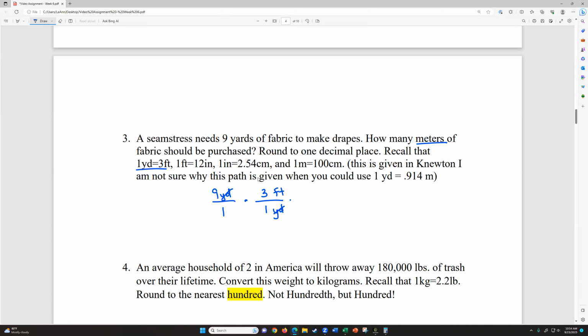Then I'm trying to get to meters. So I'm going to use feet to inches next, because that's another one they gave me. Feet need to go on the bottom, so it'll cancel. So I'll have inches on top. 12 inches is 1 foot. Now we're in inches. They said inches have a relation to the metric system if we go to centimeters. So they have that 1 inch is 2.54 centimeters. Notice I wanted inches to cancel out. And then lastly, the fact that 100 centimeters make up a meter.